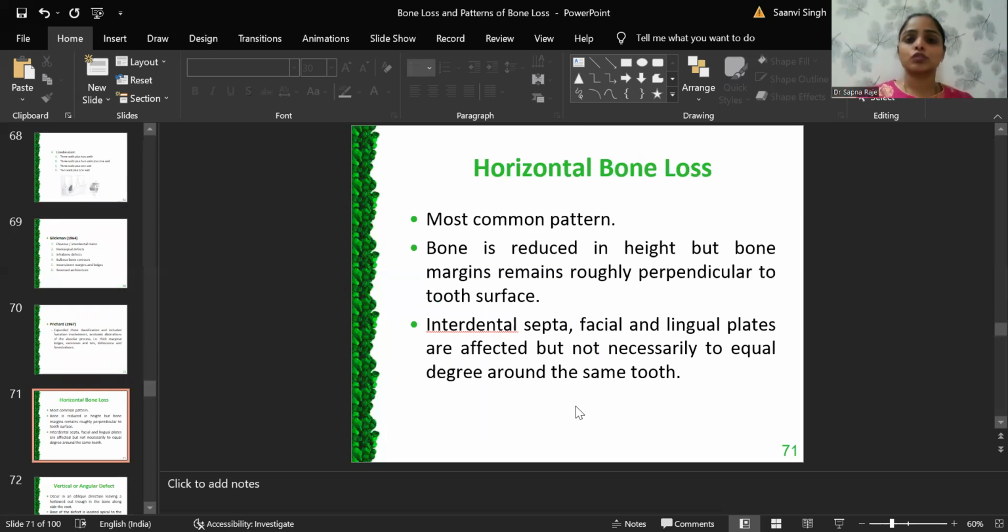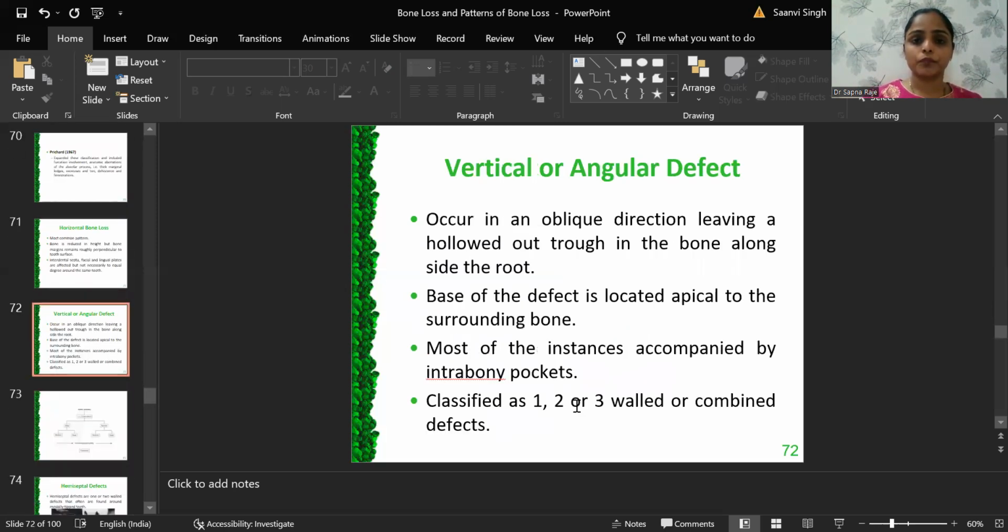Horizontal bone loss is the most common pattern. Bone is reduced in height, but bone margins remain roughly perpendicular to the tooth surface. The interdental septa, facial and lingual plates are affected, but not necessarily to an equal degree around the same tooth.